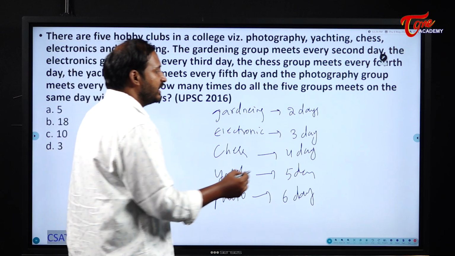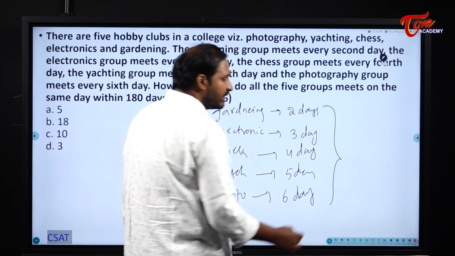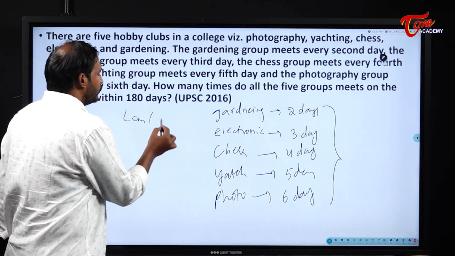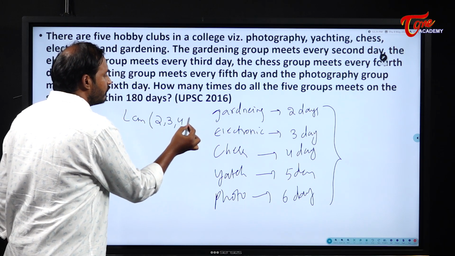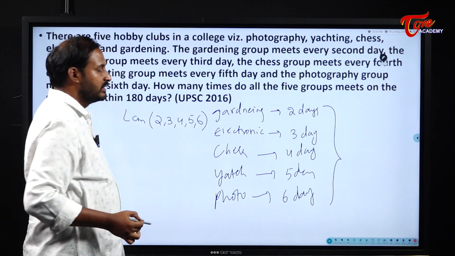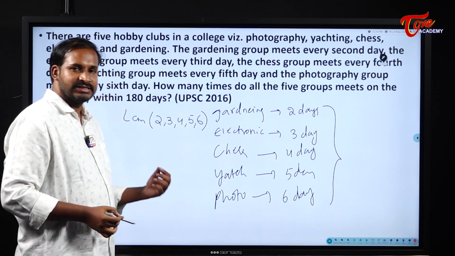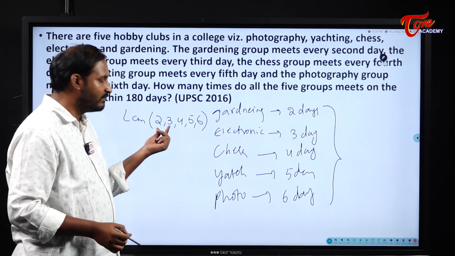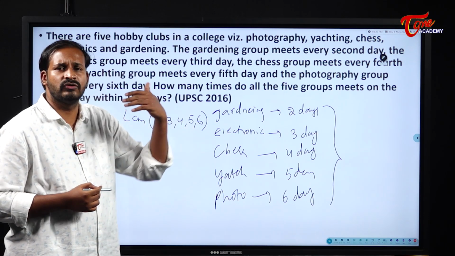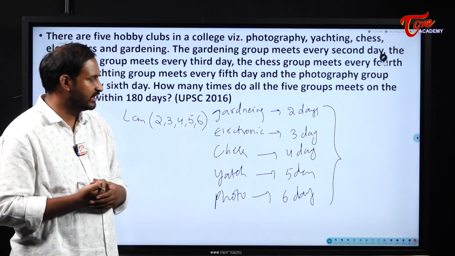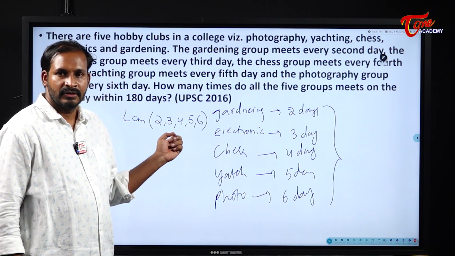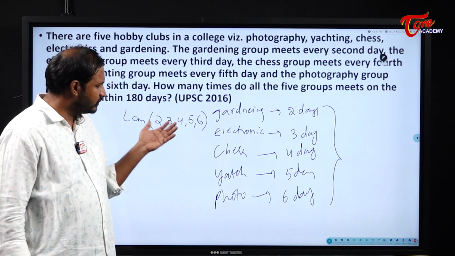Now, how will we find a common day? Nothing but the LCM, right? So, please find the LCM of 2, 3, 4, 5 and 6. While finding the LCM of 2, 3, 4, 5 and 6, you can eliminate 2 and 3. The reason is that 4 is already there, and 4 is a multiple of 2, so there is no need to verify 2, drop it.